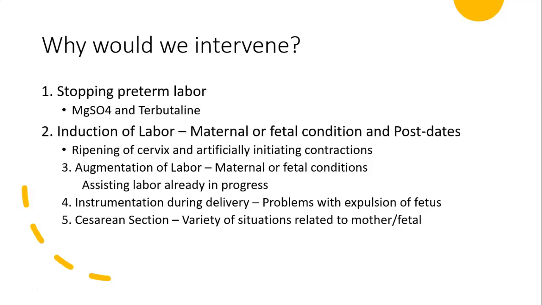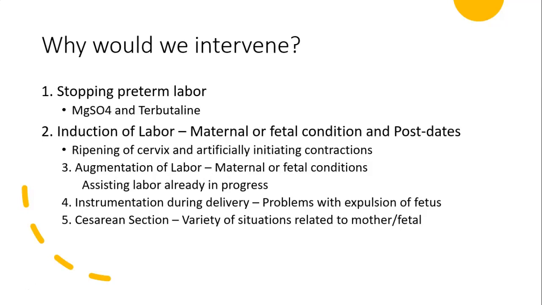Augmentation of labor happens when a woman has gone into labor on her own, or her body has kicked into labor on its own, but is not progressing for some medical reason, or for another medical reason we need her to deliver faster. Some of those are fetal intolerance, so the baby's not tolerating the uterine contractions or tolerating labor. And if the mother has preeclampsia or high blood pressure, those kinds of things, sometimes we need to speed up the process a little bit.